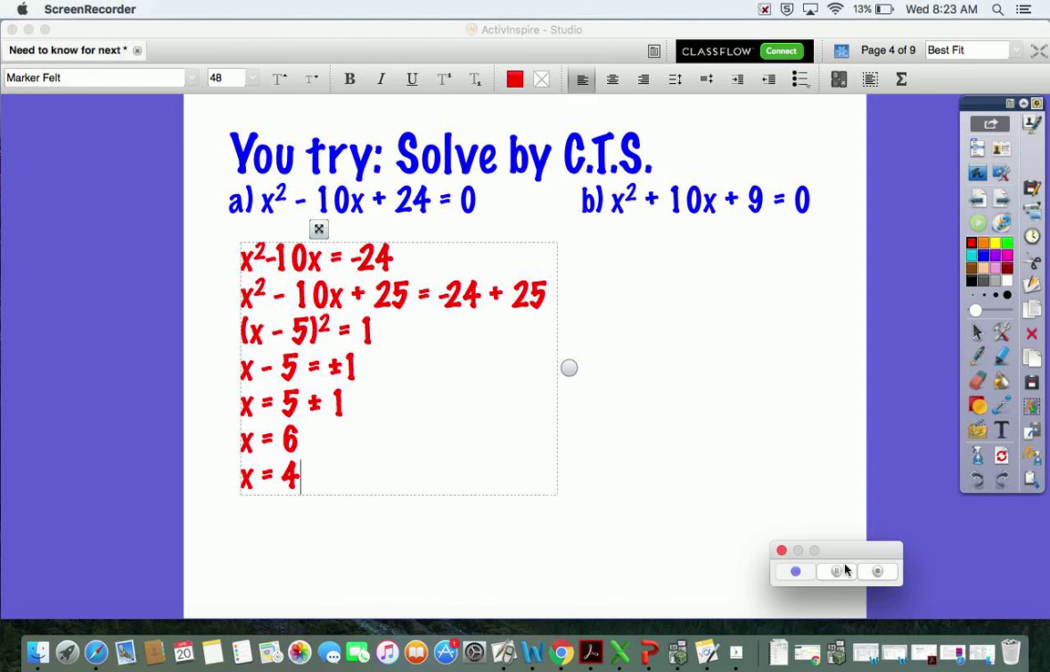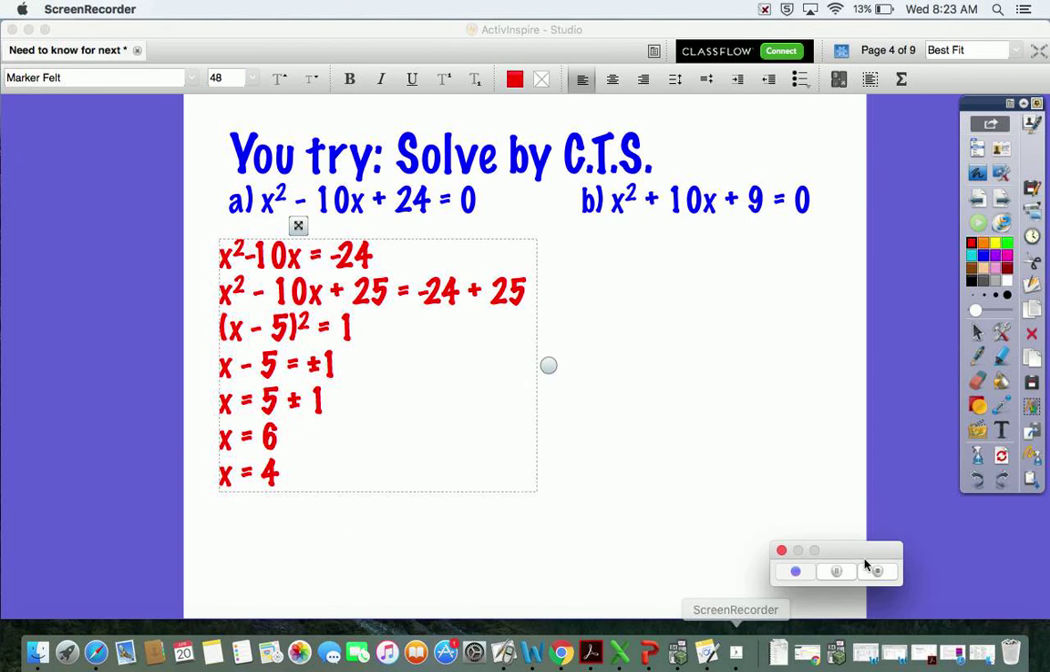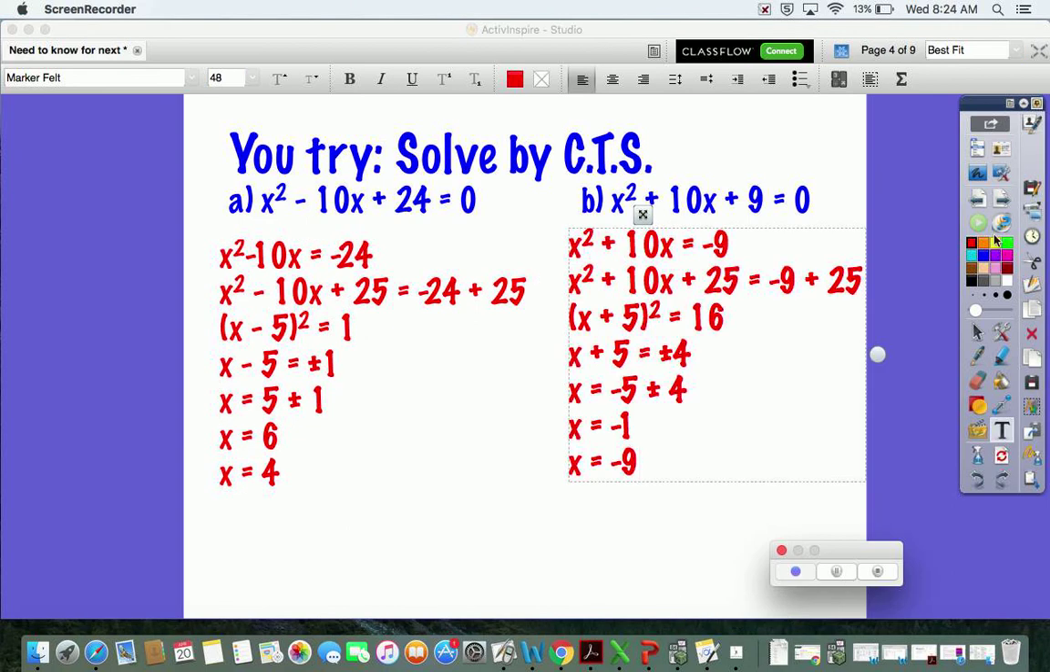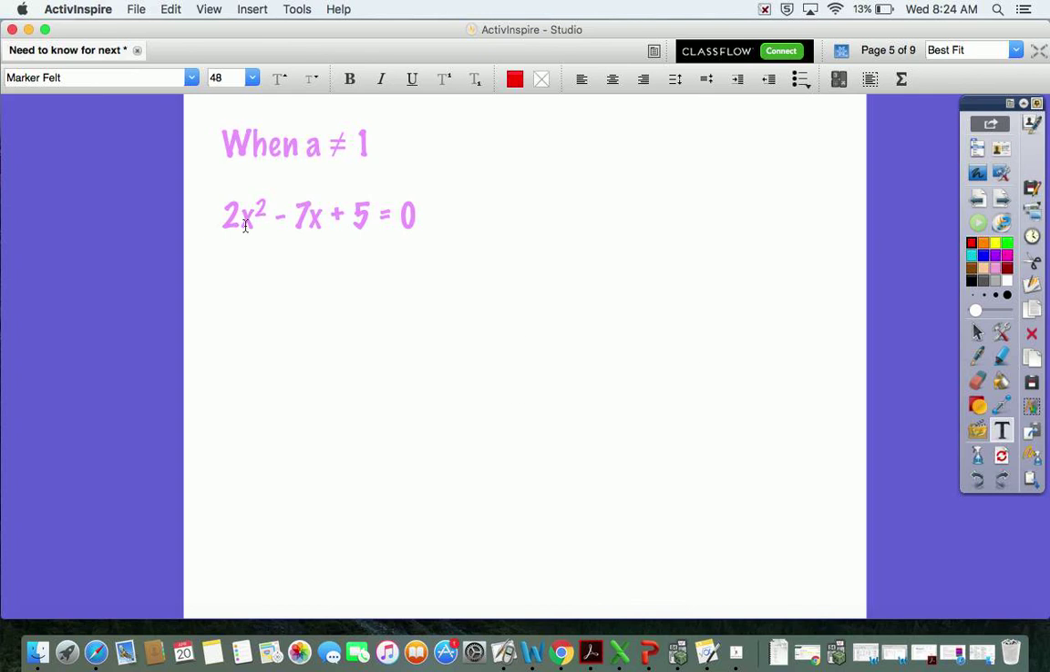So hopefully you got this for the first one. When you took half of b and squared it, you got a 25 that you added to both sides. Factored the left, simplified the right, took the square root to get a plus or minus 1, added 5 to both sides, and then got your two solutions. Pause it, work on B, and then when you're ready to see the answer for B, press play. And hopefully you got these two solutions for B. Now the same concept works when a is not 1.